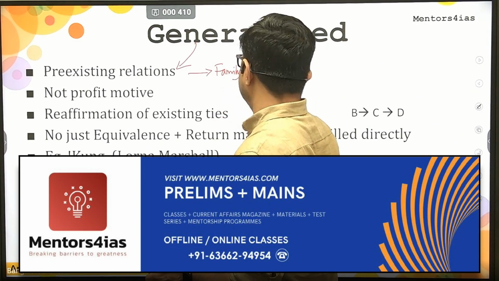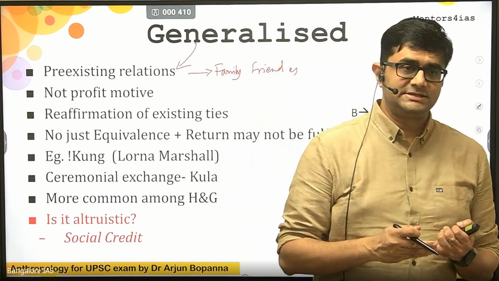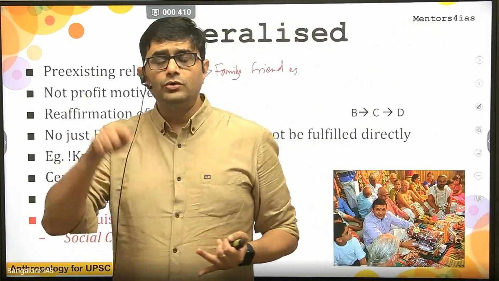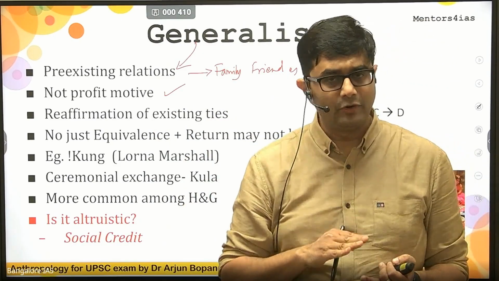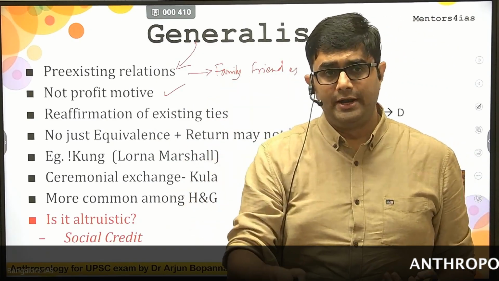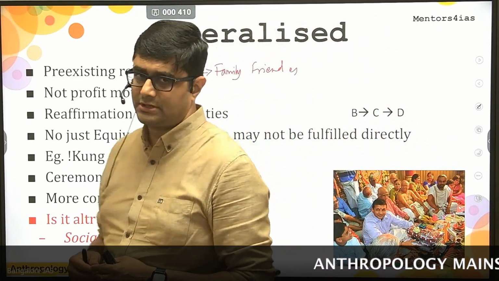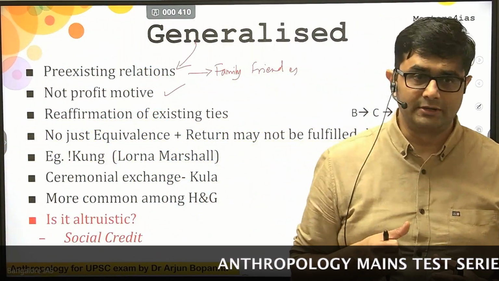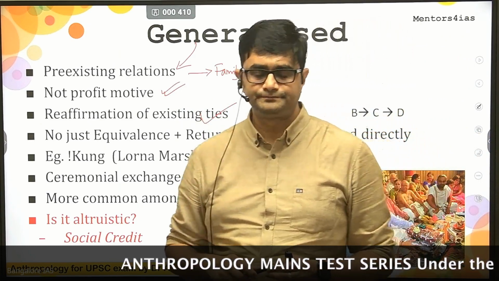It could be friends, etc. So there is a pre-existing relationship. Remember that. Second, profit is not the only motive over here. Profit is not a motive over here. The motive is to strengthen the existing bond between the two units. So a grandmother or grandfather giving a gift to the children is to show their love and strengthen the bond between them and their grandchildren. So that is what it is. It is a reaffirmation of an existing tie.